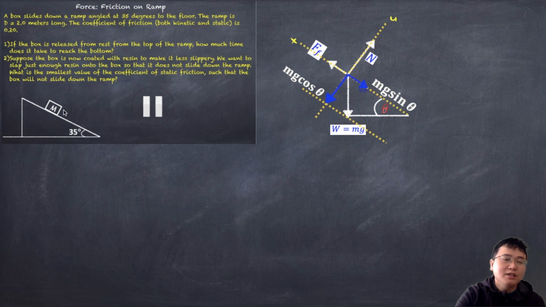We know that the box is resting on the surface of an incline, so there's a normal force pointing perpendicular to the surface. We also know there's a friction force pointing up the incline, and there is a component going down the incline due to the force of gravity. This is the mg sine theta and mg cos theta.